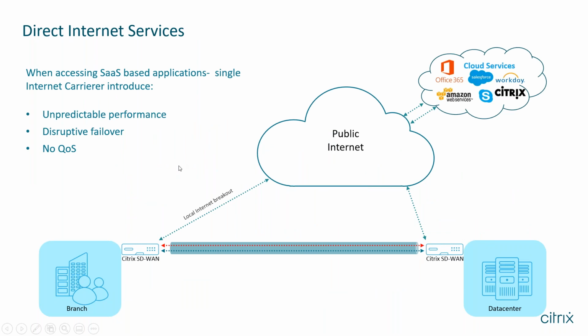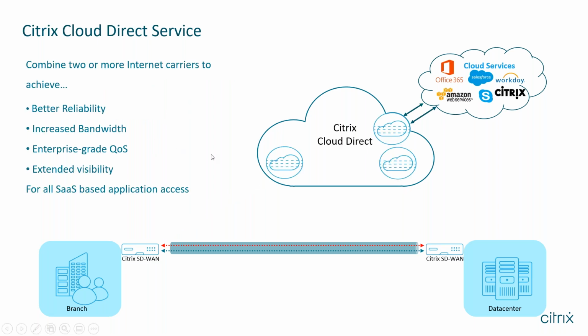So this is how it usually looks when you go out and access direct internet services. You do the breakout locally here, and you go out on one single internet link, and then you access these services. What you get there is you don't get any quality of service, of course, because you don't have that on regular internet traffic. You become dependent on the performance of the internet link, and that can definitely vary, of course.